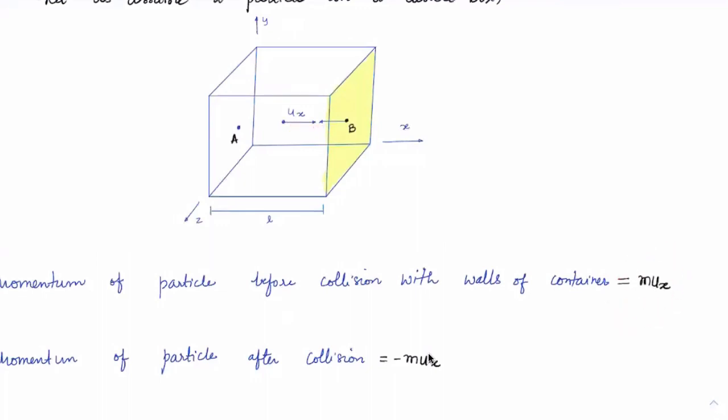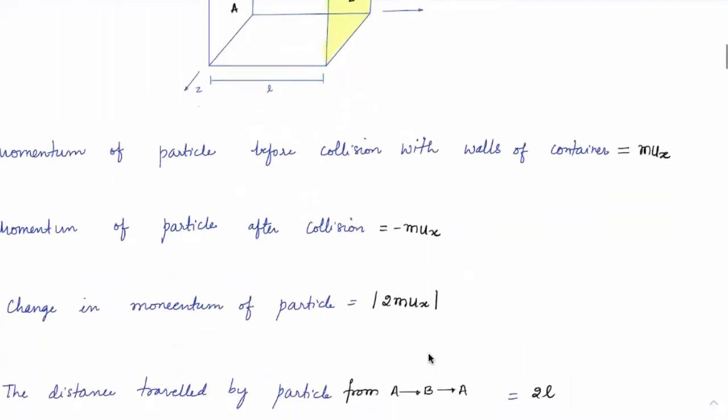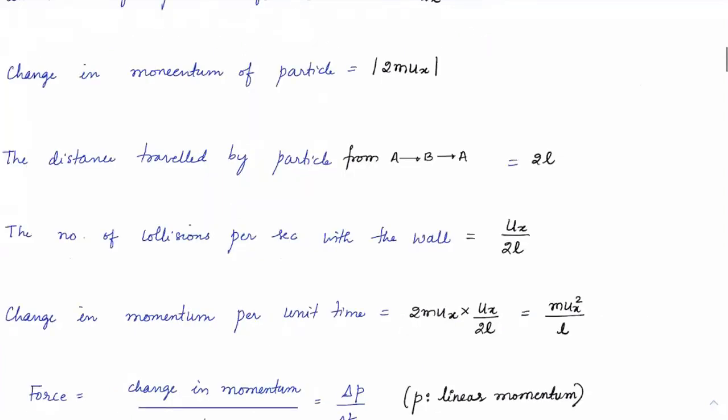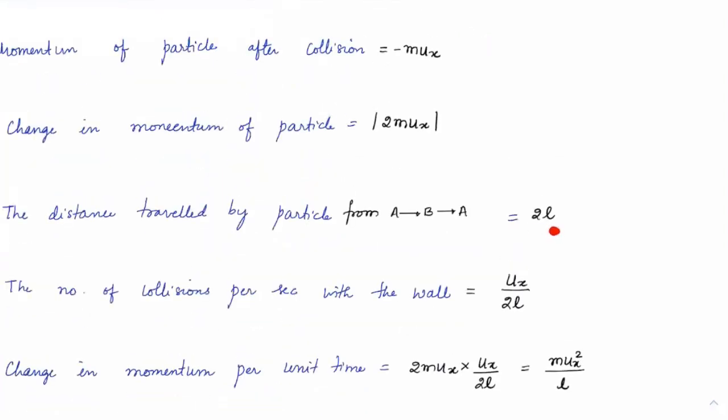We can check the momentum it is carrying. Before the collision it is m·ux. After the collision it is minus m·ux. The change in momentum would be 2 times m·ux, since minus of minus this gives 2m·ux. This is the change in momentum. And the distance traveled from A to B and coming back to A is this L distance twice, so 2L.